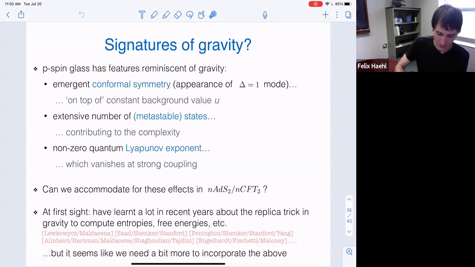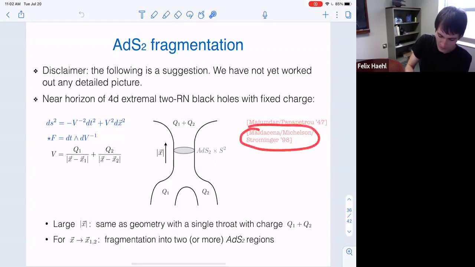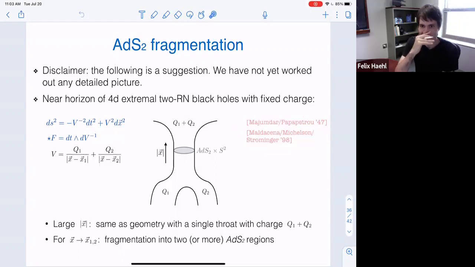So the question is, what else do you need to make sense of this in gravity? And one suggestion is that this has to do with the ability of AdS2 to fragment. So there's a particular type of instability of AdS2 that's been known for quite some time. So this goes back to these papers. And you can think of this as follows.